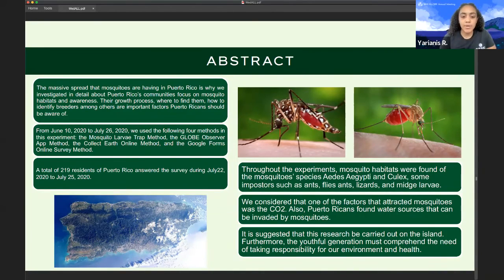We considered that one of the factors that attracted mosquitoes was the CO2. Also, Puerto Ricans found water sources that can be invaded by mosquitoes. It is suggested that this research be carried out on the island. Furthermore, the youthful generation must comprehend the need of taking responsibility for our environment and health.